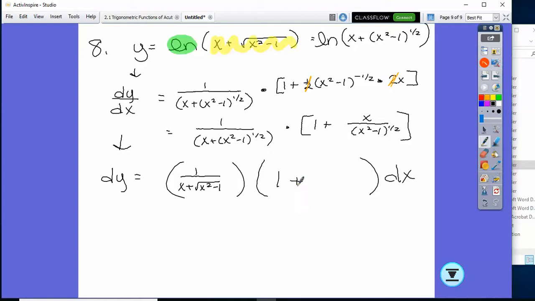Then I have this one. And you just multiply that dx over. So the differential is just dy. And all it is the derivative times dx. So really, just like derivatives we've done before, the only difference is how you write the final answer. Any questions there?